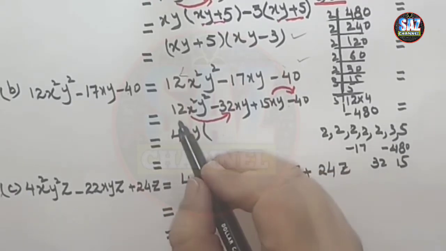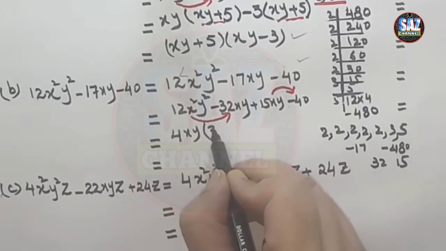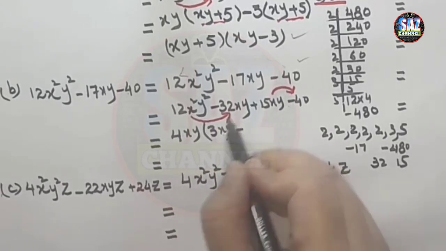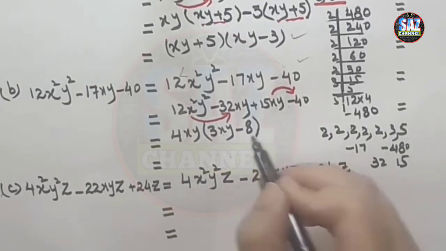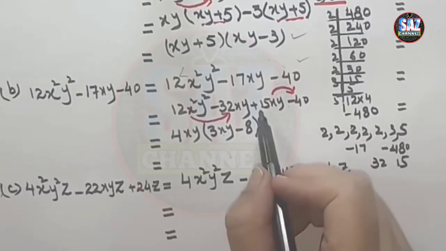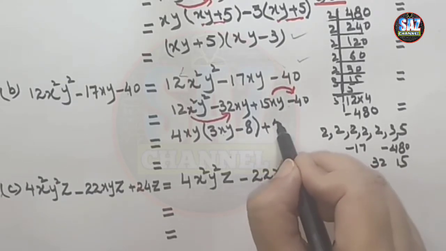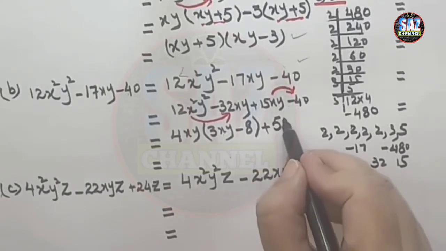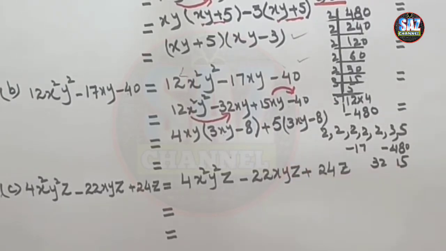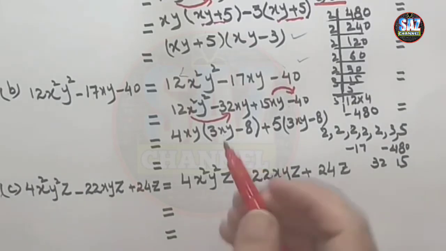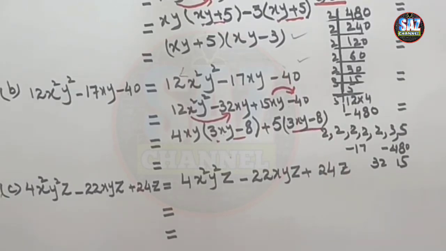I have to put the bracket and think: 4 how many times will give me 12? This is 3, and xy minus 4 how many times 32? 8, because xy is already out. Coming to the second group, 15 and 40 both can come in the table of 5, so I'll extract 5 out, and from the first place I will be left with 3xy minus 8. Again, this whole group is common. Extract it out.